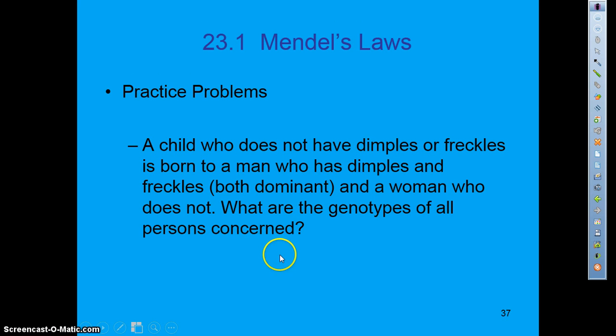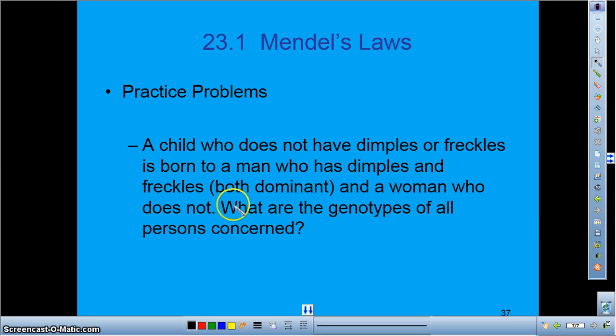Look at our last practice problem. So a child who does not have dimples or freckles is born to a man who has dimples and freckles. Both dimples and freckles are dominant. And a woman who does not. What are the genotypes of all the persons concerned?